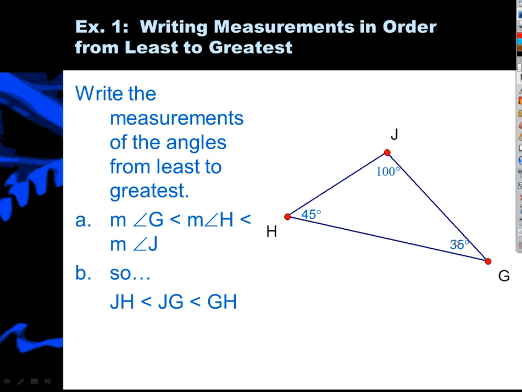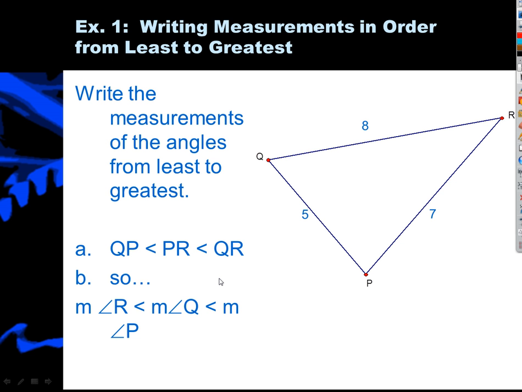Could you tell me here, real quick, just as a class, what's the longest side? HG, good. What's the shortest side? HJ, makes sense? Okay. What is the largest angle? P. Angle P, because it's opposite the biggest side. Good. What's the smallest angle? R. Good. Okay, you got it.